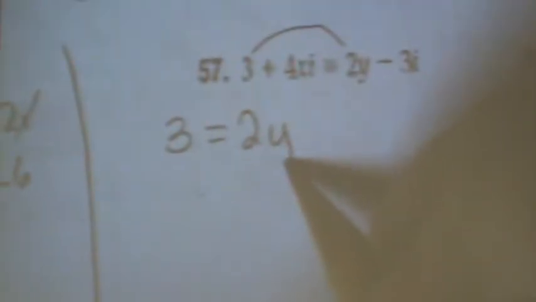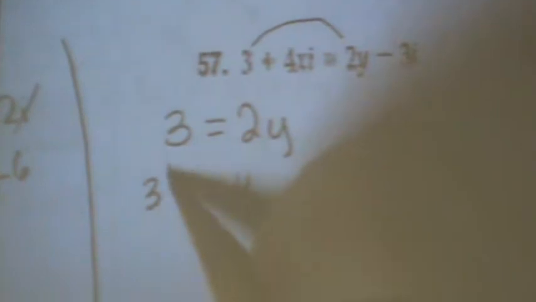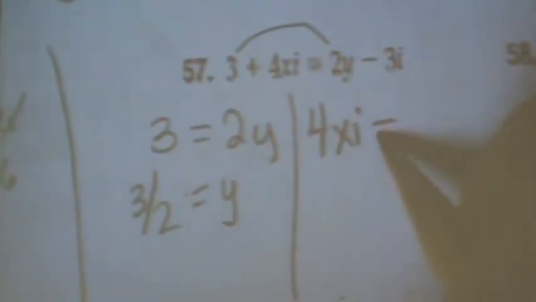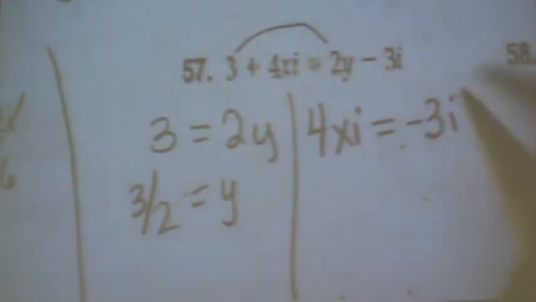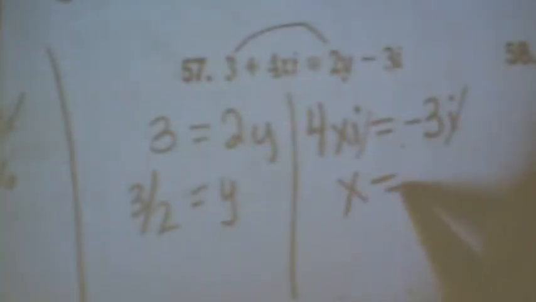57, set the a values equal to each other, so 3 equals 2y. So y is equal to 3 halves. And 4xi is equal to negative 3i. The i's cancel, divide by 4, x is negative 3/4.